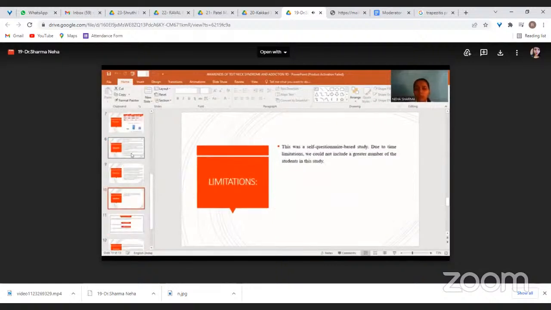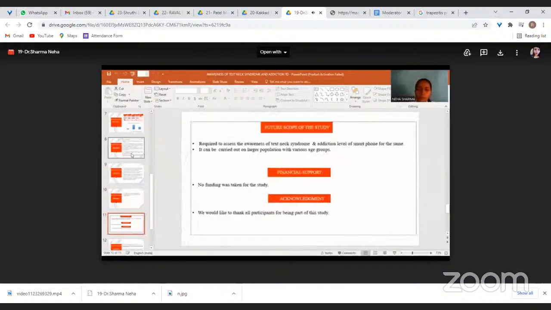Due to the time limit, we could not include a greater number of students in the study. Future scope of this study is required to assess the awareness of Day-1 syndrome and the addiction level of the smartphone, and it can be carried out in a large population with various age groups.